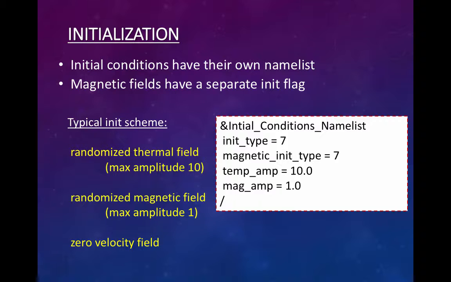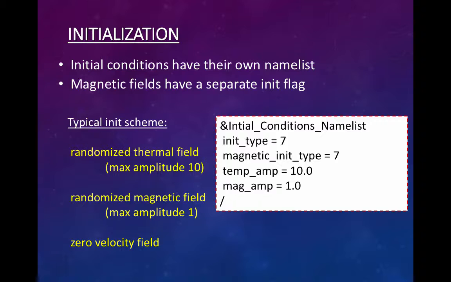Okay. And so typically, when you're initializing these things, if you're not doing one of these benchmarks, you just want to give it some random thermal field to get the convection going, and you want to give it some kind of random magnetic field. Okay, so that's what this example does. So 7 is the code for the random thermal field and the random magnetic field. And then there's an amplitude here, which basically tells you the maximum amplitude of those random perturbations.